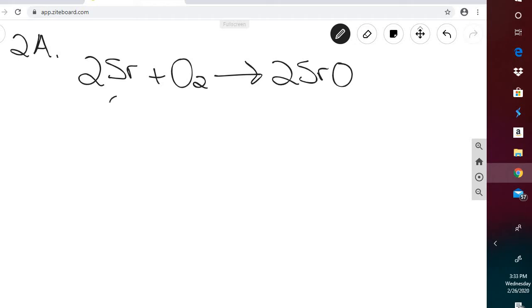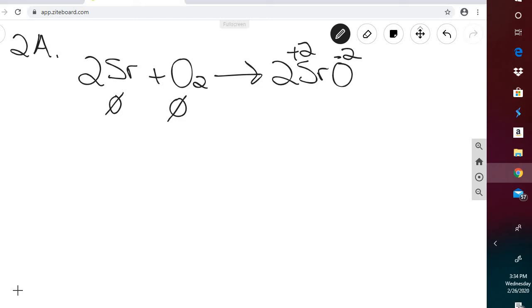So strontium, that's just an element, so its oxidation state is 0. Oxygen is a homonuclear diatomic molecule, so its charge is 0. And then if we look at this, this is an ionic compound. Strontium is in column 2. Well, we know that oxygen is usually -2, and also strontium is in column 2A. So strontium has a charge of +2, oxygen -2.